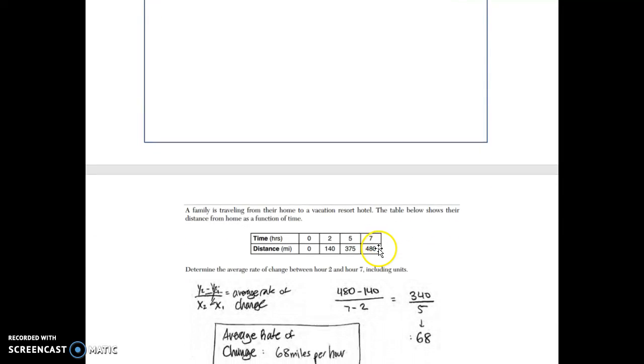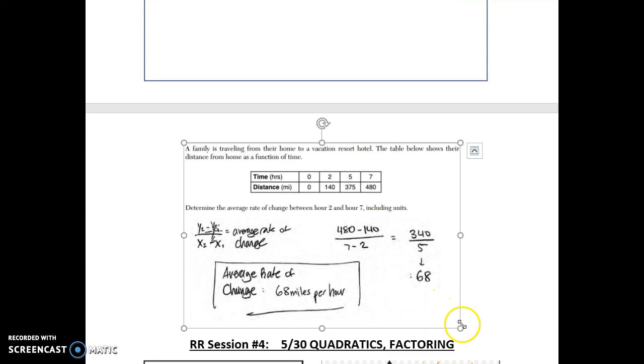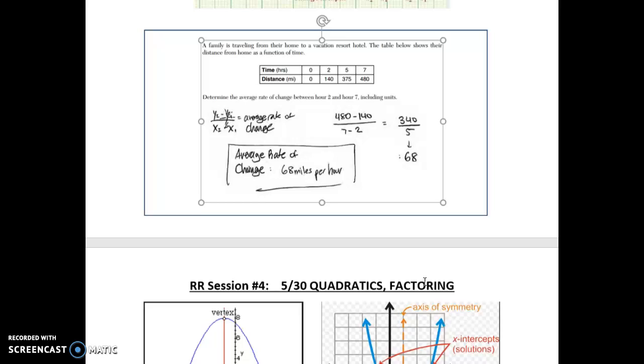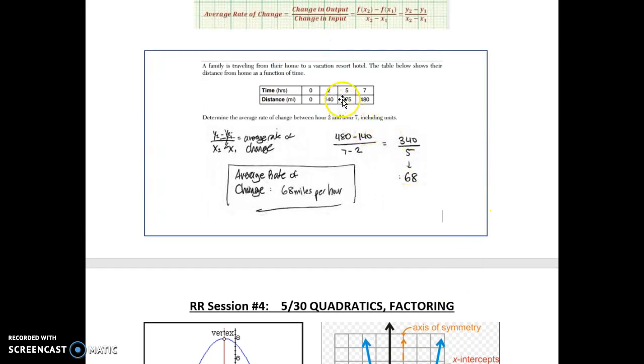And then the last example, oh my, it disappeared. Let me see if I can move it back up there a little bit. There we go. This came directly from a Regents exam. Again, I believe the one in January. It says a family is traveling from their home to a vacation resort, and they make a table. At 0 hours away, they're 0 miles from home. 2 hours away, they're 140 miles from home. 5 hours away, etc., etc.